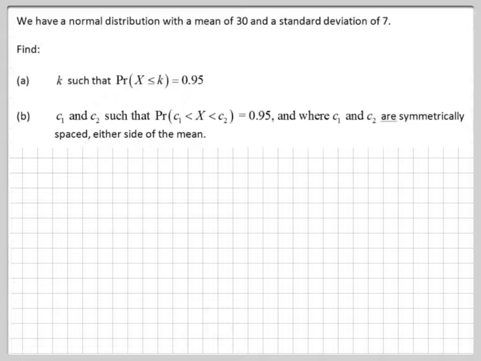We've got to find k, such that the probability that x is less than or equal to k is 0.95. I can smell an inverse normal because I'm given the probability, I want the variable, okay? If you're given the variable and you want the probability, it's the other one, it's the normal CDF. Okay, we'll do A and then we'll think about B.